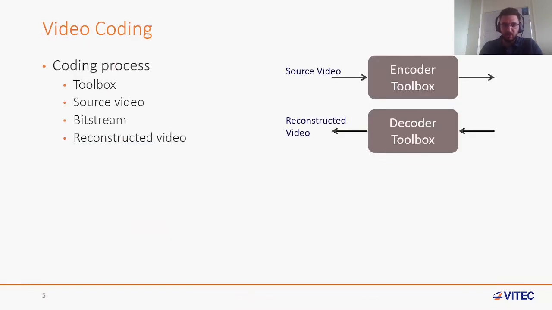So what is video coding? Video coding is composed of two parts, an encoder and a decoder. The encoder receives the source video and generates a sequence of bits called a bit stream. The decoder deciphers the bit stream to generate what is called the reconstructed video. In fact, the coding process is actually standardized.